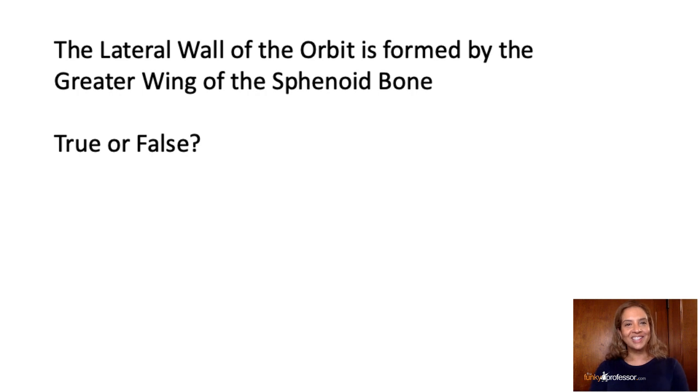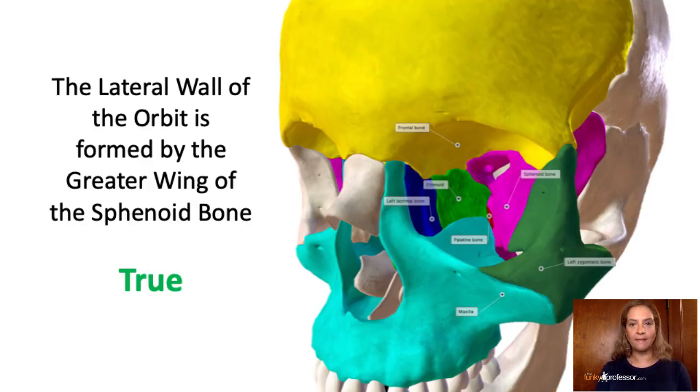Next question. The lateral wall of the orbit is formed by the greater wing of the sphenoid bone. Is that true or false? The lateral wall of the orbit is formed by the greater wing of the sphenoid bone. True or false? Well, the answer is true.